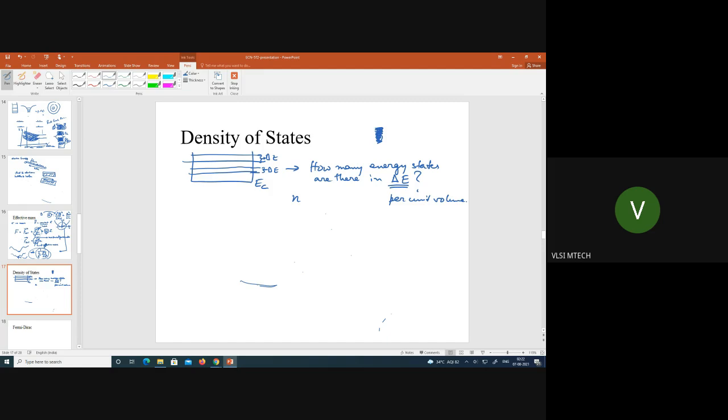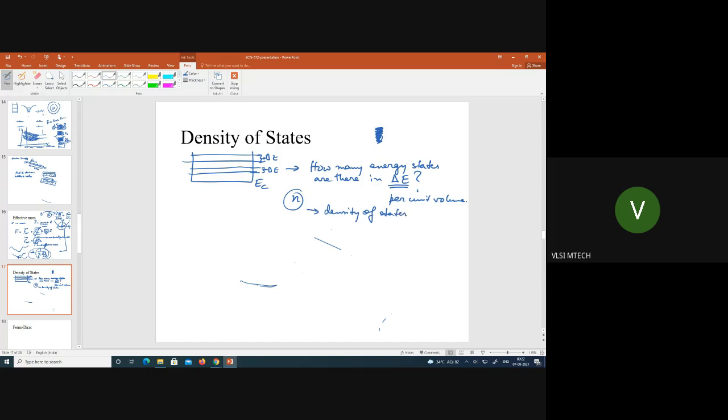So per unit volume, I have a fixed number of atoms. Say per unit centimeter cube, I know I have 10 to the power 22 atoms of the order, right? So per unit volume around this energy, how many states are there? That is essentially the density of states. What is the density of energy states per energy per unit volume?